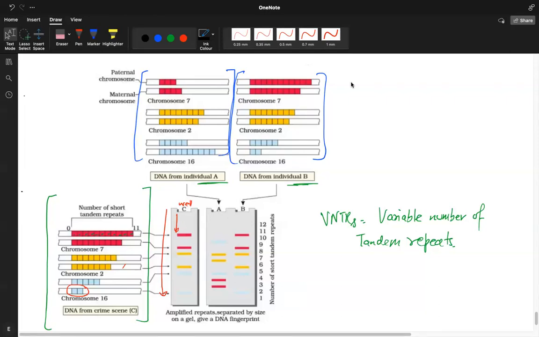Then third is polymorphism. What is polymorphism? It is a difference in a particular base or a small sequence stretch that arises due to mutation. So polymorphism happens because of mutations in the genome, and why are these mutations selected and carried forward? Because they are not happening in any crucial gene.